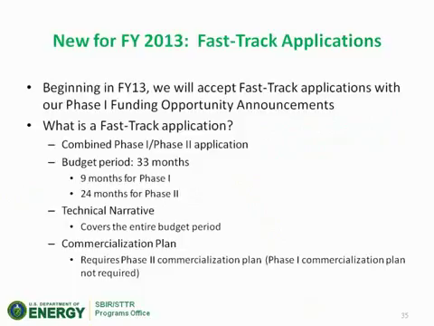Another new item we have is something we refer to as fast-track applications. So, for example, for this funding opportunity announcement, you can submit either a phase 1 or a fast track. And a fast track really is a combined phase 1, phase 2 application. As I mentioned before, our phase 1s are 9 months, phase 2 is 24 months. So your budget period for a fast track will cover all of that, or 33 months. And similarly, your project narrative would also cover the whole period. Because this includes both phase 1 and phase 2, we ask you to include the more detailed phase 2 commercialization plan.